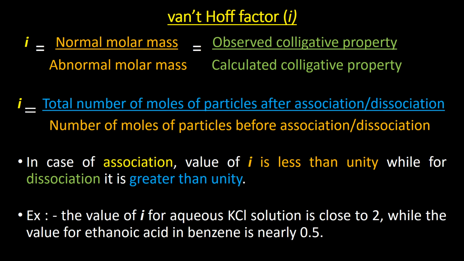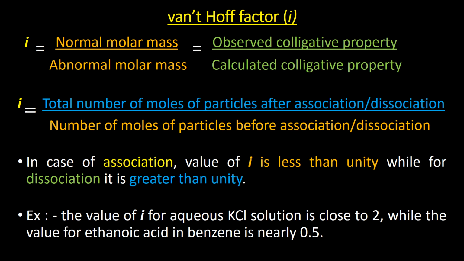Okay, let us know about van't Hoff factor, that is i. i is equal to normal molar mass divided by abnormal molar mass, which is also equal to observed colligative property divided by calculated colligative property. i is also the ratio of the total number of moles of particles after association or dissociation divided by the number of moles of particles before association or dissociation.